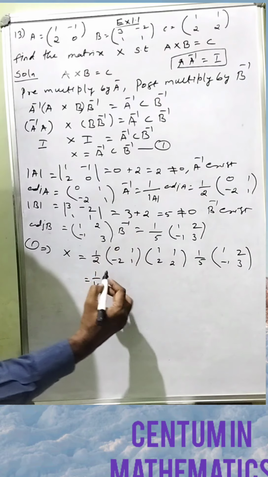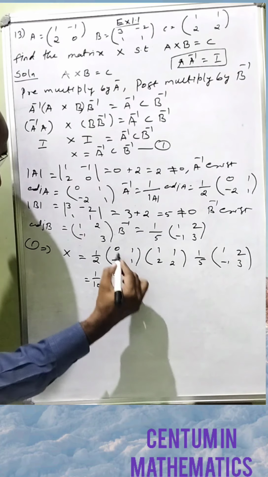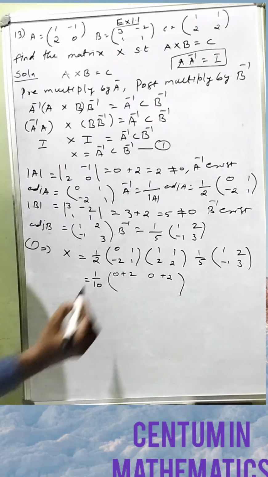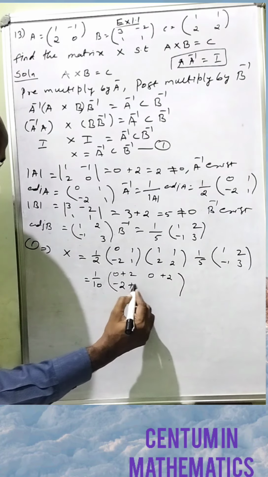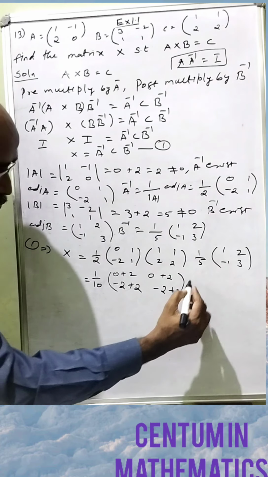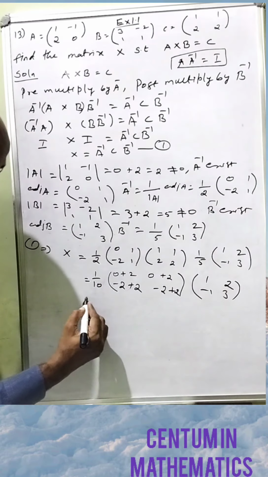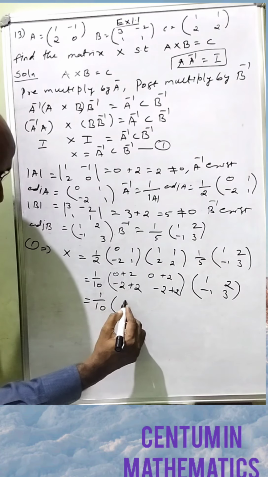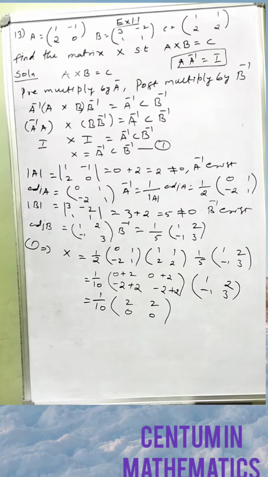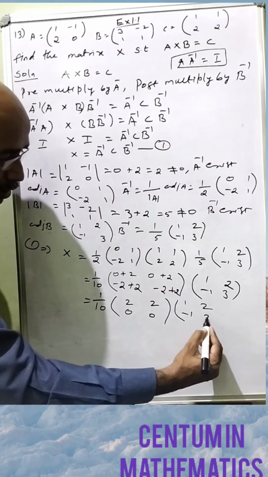So first these two multiplications. See that first row first column 0 plus 2, then first row second column 0 plus 2. Next second row first column minus 2 plus 2, second row second column minus 2 plus 2. Then here 1, 2, minus 1, 3. So we get 1 by 10, here 2, 0, 2, 0, we get this into 1, 2, minus 1, 3.